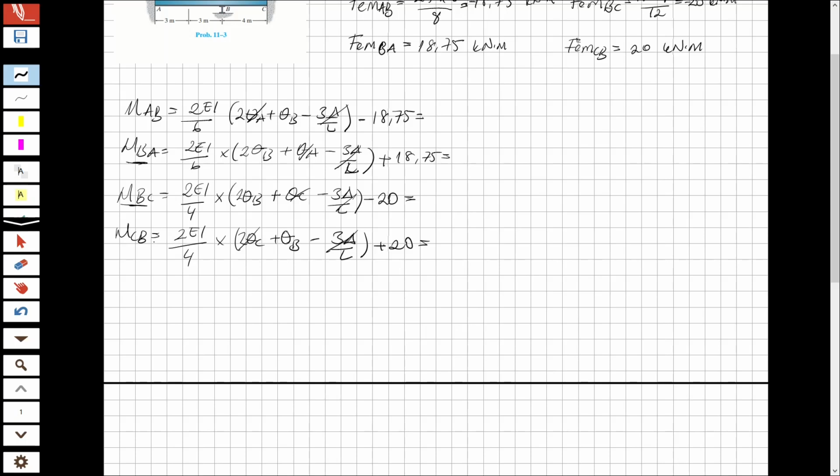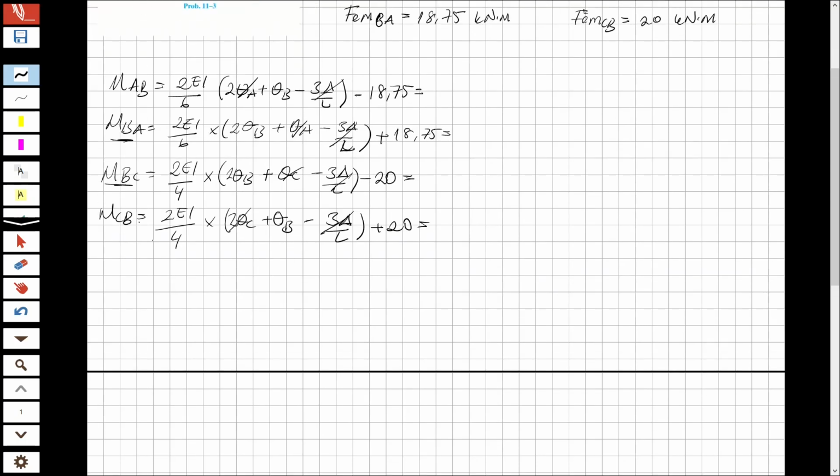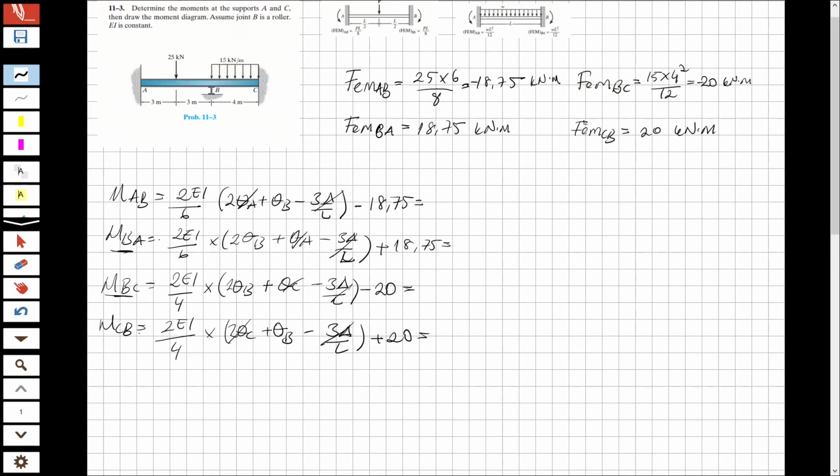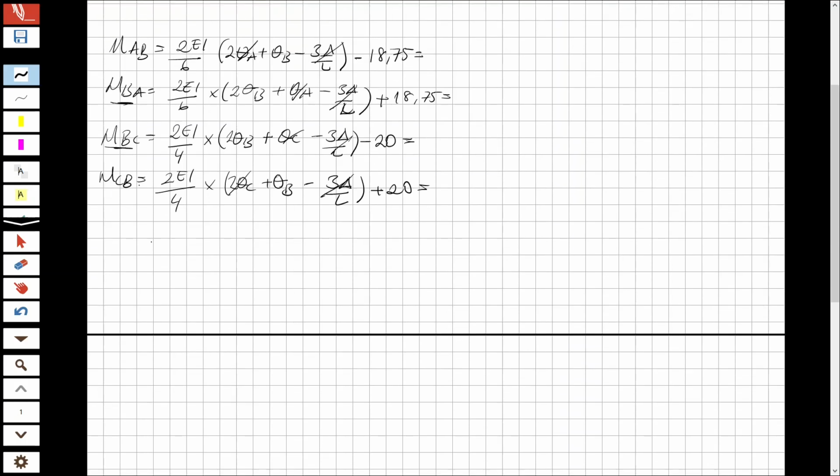You know that here at support B, the summation of both moments, moment BA and moment BC, this couple moment, must be 0. So if I take the summation of them and make it equal to 0, I am going to specify theta B. So moment BA plus moment BC equals 0.